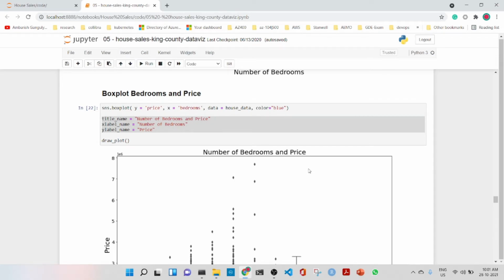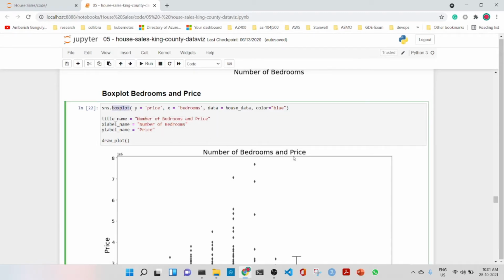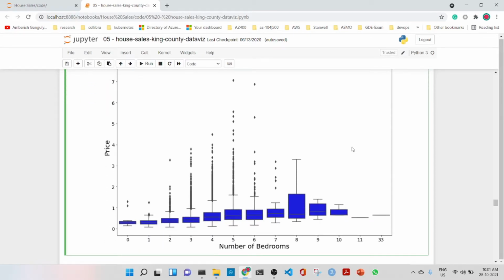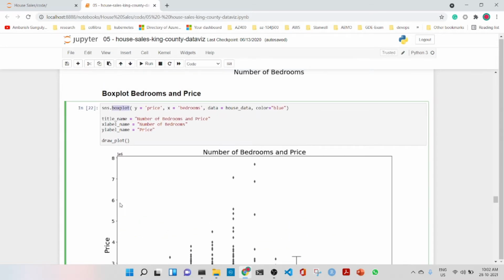What is the box plot? Bedrooms and price. So here we are doing a box plot, and here we can find the number of bedrooms in the x-axis and the price in the y-axis. And how do we do it? It is very simple. We are using the box plot. Y is price, X is bedrooms, data is house data, and the color is blue. So you see, the Seaborn library makes it very easy to manipulate using the pandas data frame.